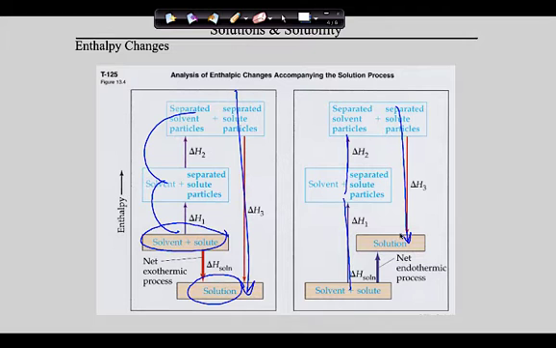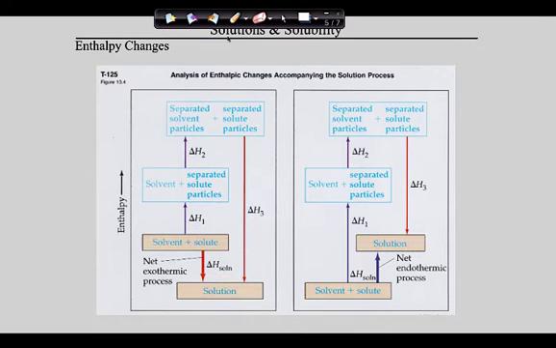So guys, with that said then, we now need to use this to figure out when things will and will not dissolve. So guys, grab the table that I gave you and let's talk.